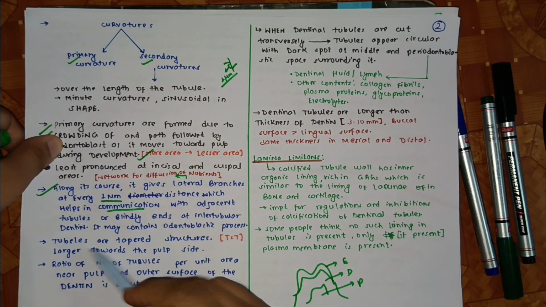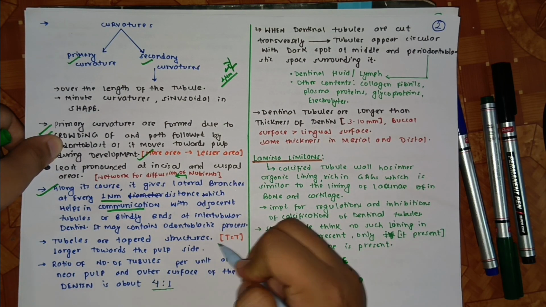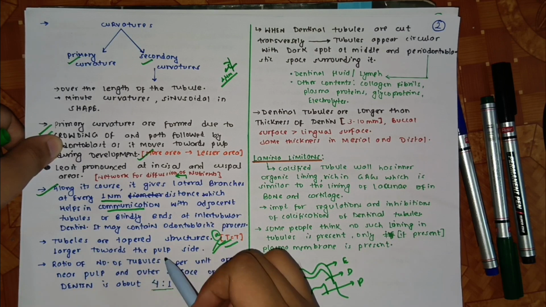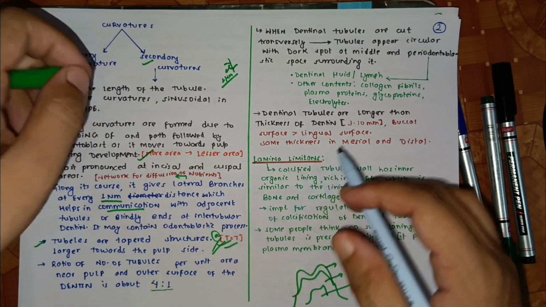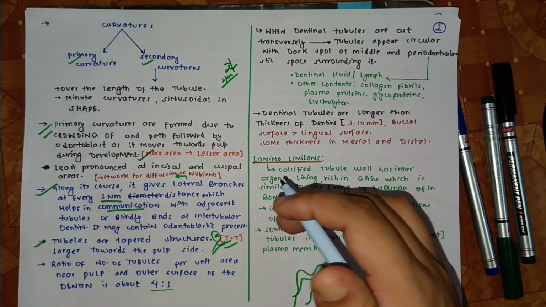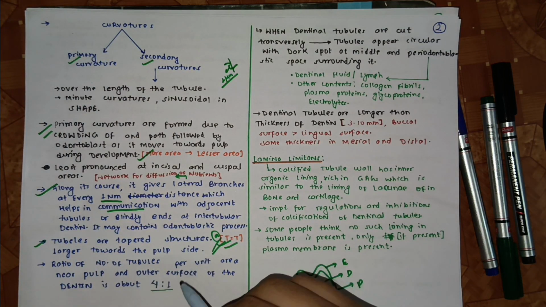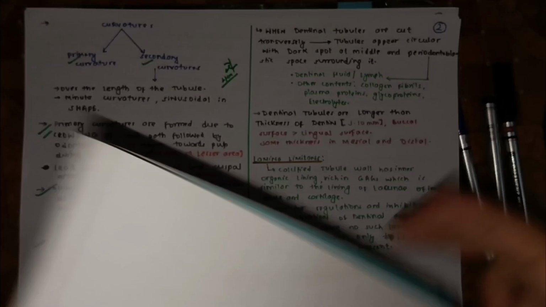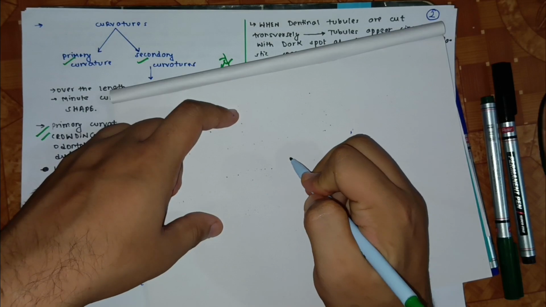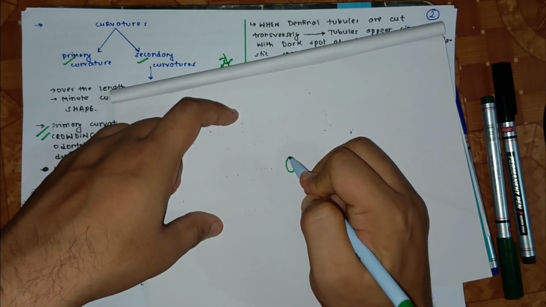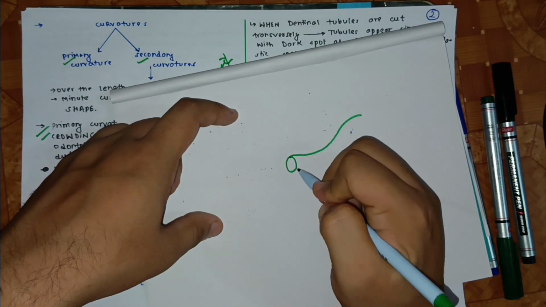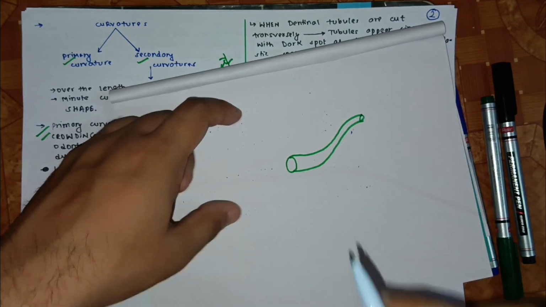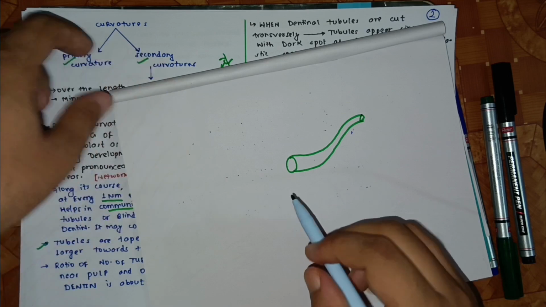After that, I have written here, tubules are tapered structures, that is T is to T. This is a mnemonic, so you can remember this: larger towards the pulpal side. What it means is, I will explain this. Tubules are tapered structures, so I will draw a small picture. Dentinal tubules are like this, okay, so this is a dentinal tubule.